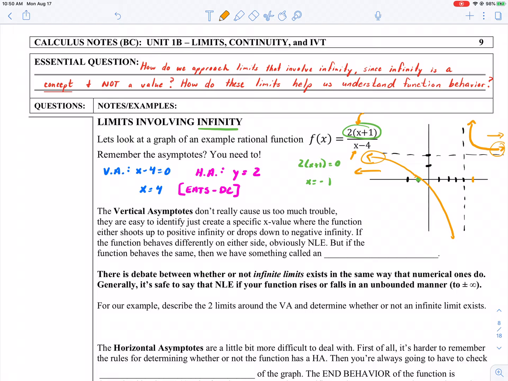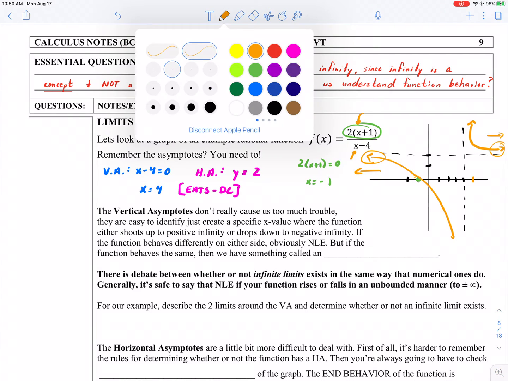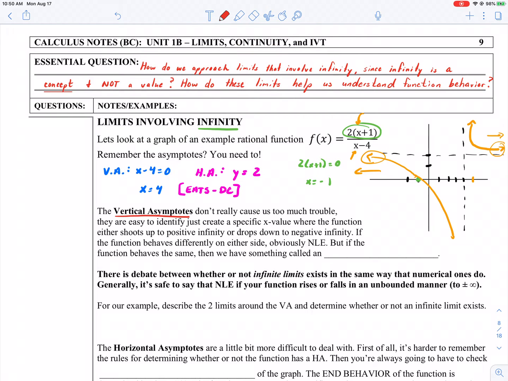Then you are also looking around the vertical asymptote. So let's talk about that piece first. Let's talk about what the vertical asymptote is doing. It's easy, right, to identify a vertical asymptote, because that's where we're going to shoot up or shoot down, and we're going to be going to either positive infinity or negative infinity.